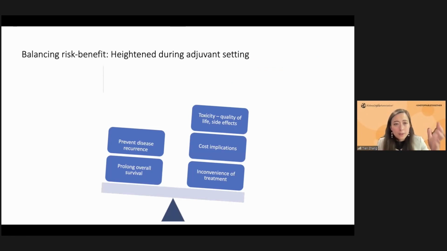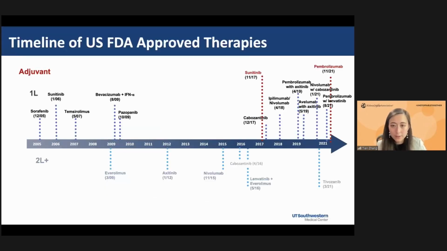And when we're thinking about this adjuvant setting, we're often thinking about risk and benefit. So the benefit of preventing disease recurrence and hopefully prolonging overall survival versus causing some side effects, right? So changing quality of life, causing side effects, some cost implications, and then, in the setting of our IV treatments, the inconvenience of coming into the cancer centers for the patient's treatments.